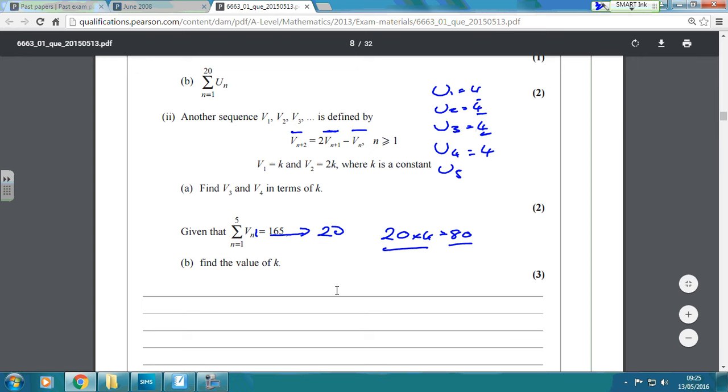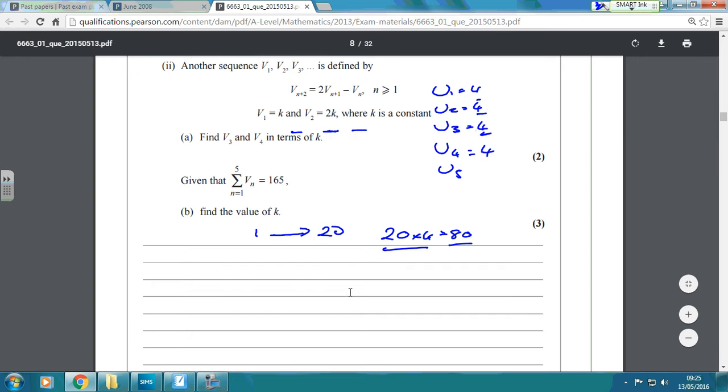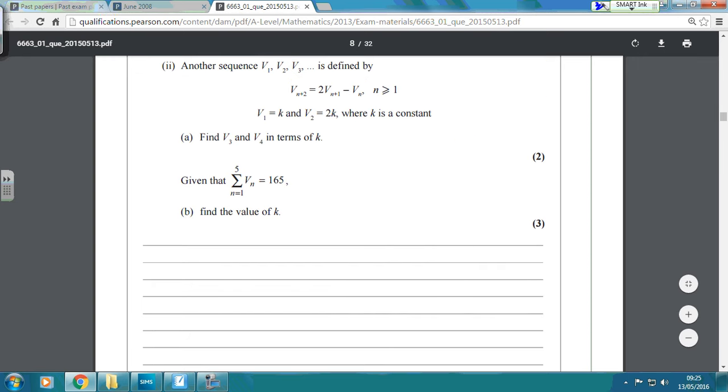Okay, part 2. We've got to find V3 and V4 in terms of K. So we've got V1 and we've got V2, and just like before, we've got a term here, so whatever term that is, we've got the term after it, so it's 2 lots of that term, and that equals the term after that one.